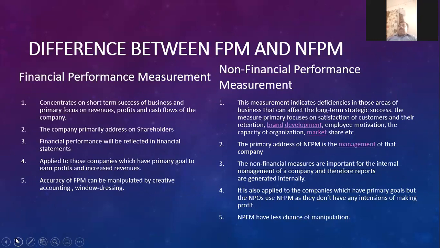So FPM concentrates on the short-term success of a business. It focuses on revenue, profit, and cash flow of the company. It is mainly concentrated on a short-term basis only. Then if you come to NFPM, its measurement indicates the deficiency areas of a business where we are facing some difficulties, which can affect long-term strategy. It depends on the long-term strategy. FPM is short-term success. NFPM is considered long-term strategic success.